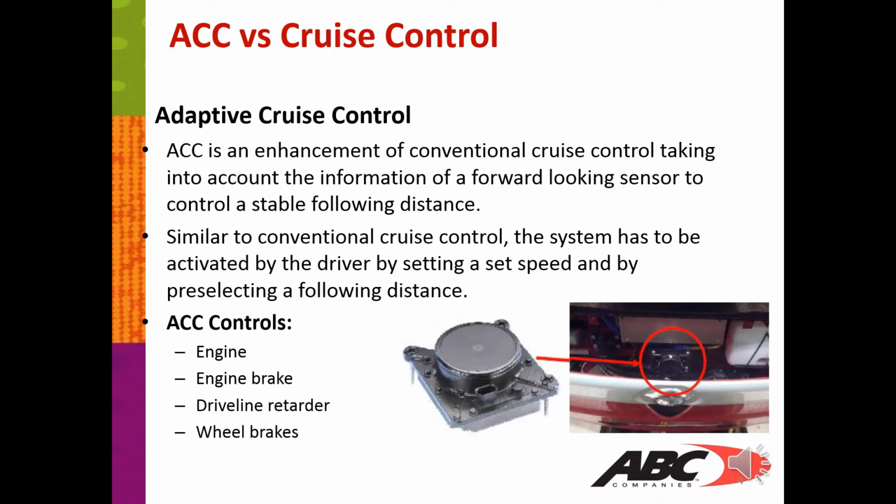ACC is an enhancement of conventional cruise control, taking into account the information of forward-looking sensors to control a stable following distance. Similar to conventional cruise control, the system has to be activated by the driver by setting a set speed and by selecting a following distance. Some of your ACC controls are engine brake, driveline retarder, which is an option, or wheel brakes.